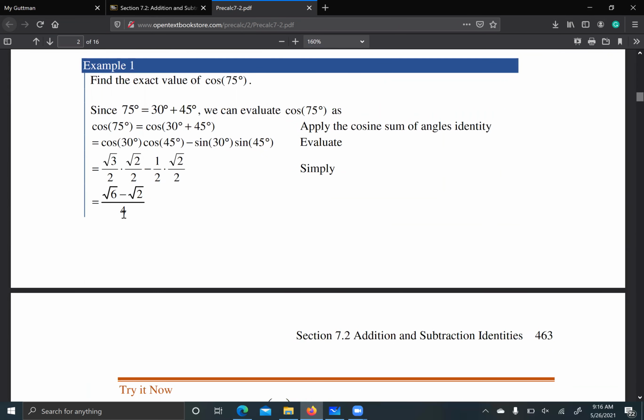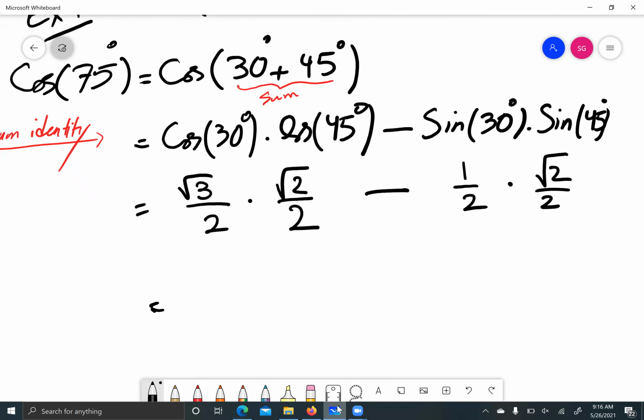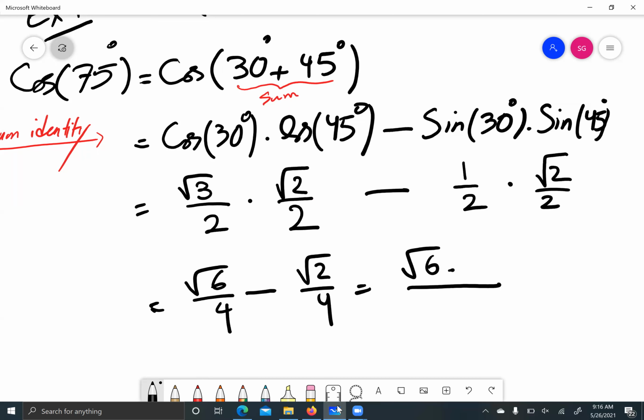So let's take a common denominator. The textbook simplified it this way. This becomes square root of 6 over 4. This becomes the square root of 2 over 4. So the answer is square root of 6 minus square root of 2, over 4.